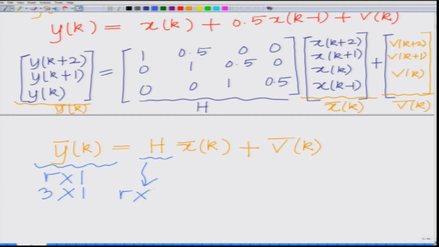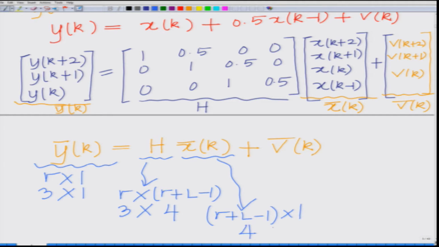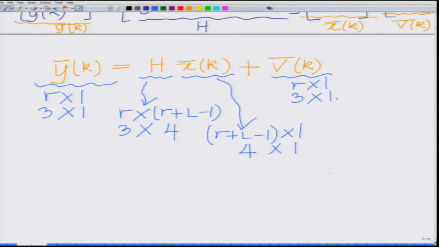H is an R cross R plus L minus 1 matrix, R equals 3, L equals 2. So, this is a 3 cross 4 matrix, this is x bar k, which is R plus L minus 1 cross 1, this is 4 cross 1, and this is an R cross 1 vector, which is a 3 cross 1 noise vector. So, basically what we have done is we have developed this model, that is y bar k equals H times x bar k plus v bar k for this ISI, the intersymbol interference, to capture the effect of this intersymbol interference in this wireless channel.